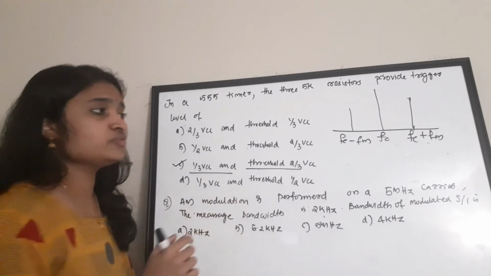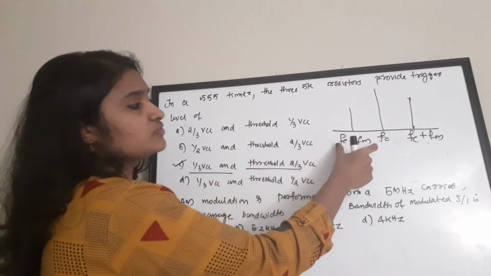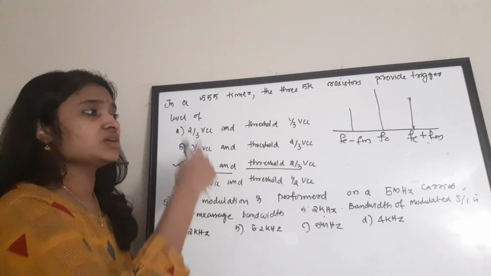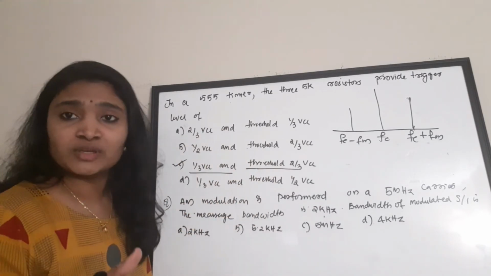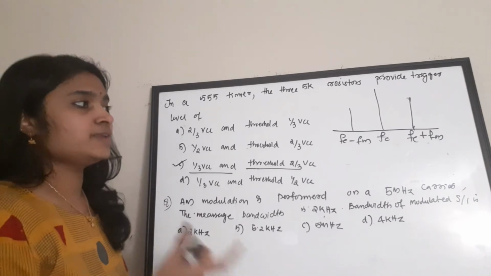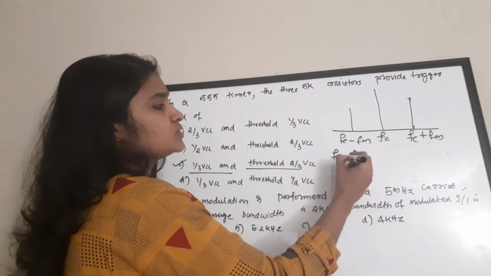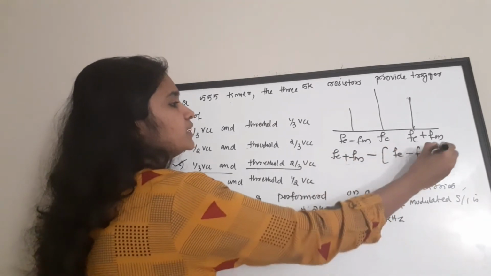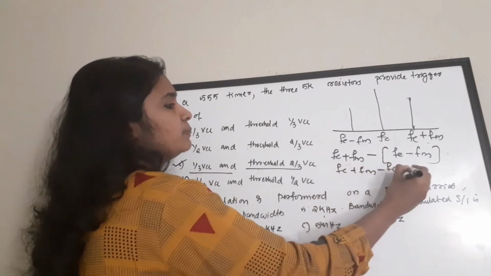Here, how do we find the bandwidth of this spectrum? It is by taking the difference of the upper side band minus the lower side band, right? In general also, in order to find the bandwidth of a signal, the bandwidth equation is higher frequency minus lower frequency. So here it is FC plus FM minus (FC minus FM), right? So this is FC plus FM minus FC plus FM.